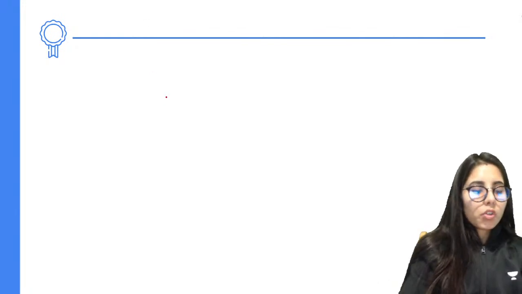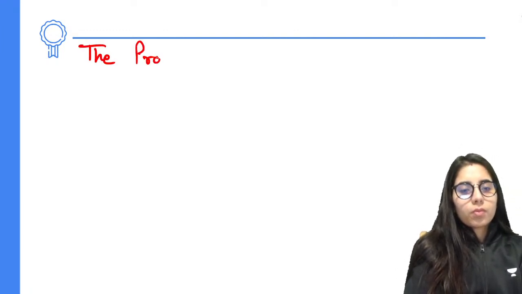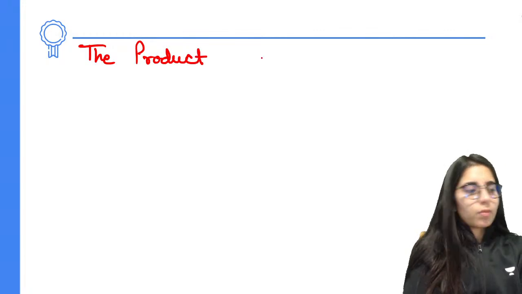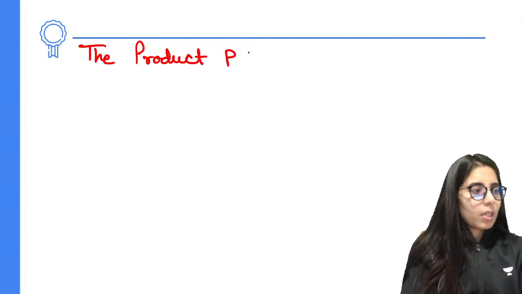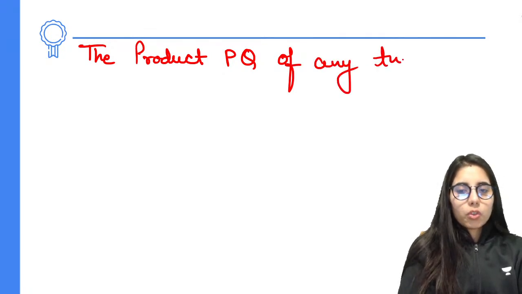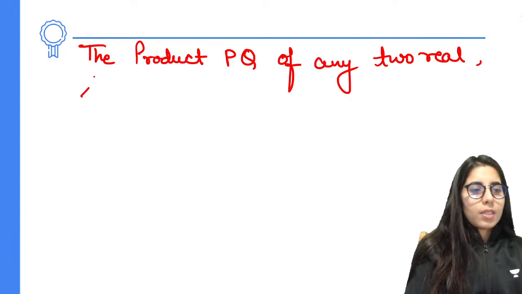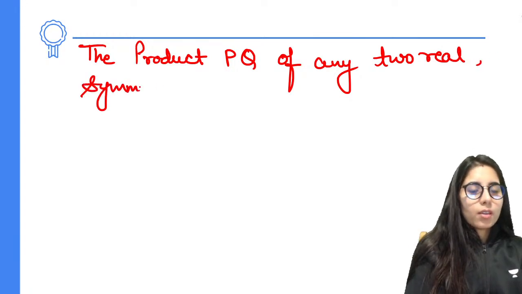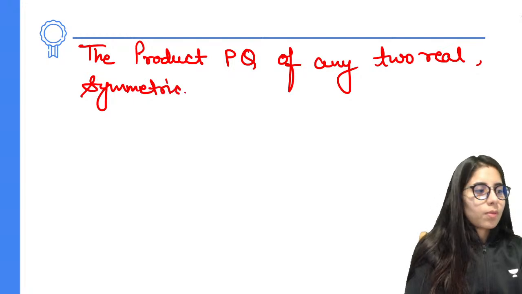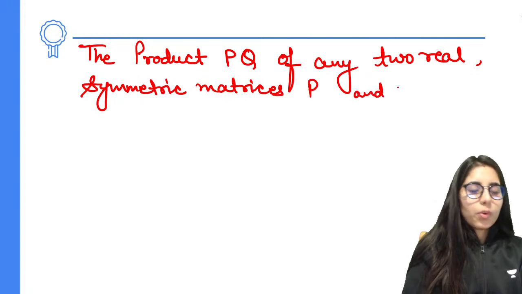Okay, there is a question from the matrices part, and that is the product PQ. The product PQ of any two real symmetric matrices P and Q is.